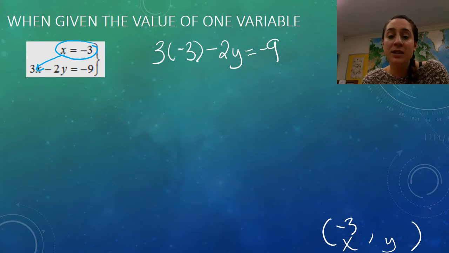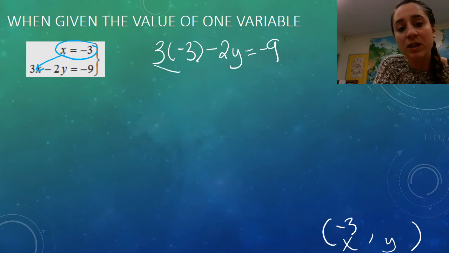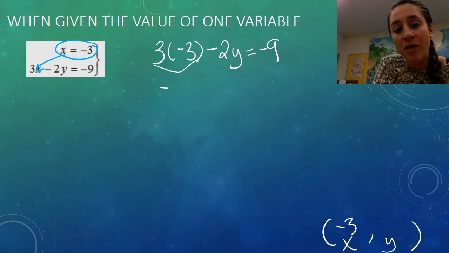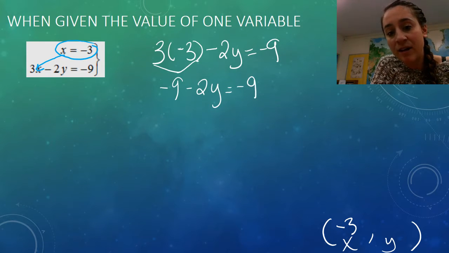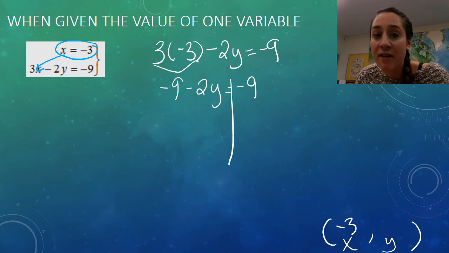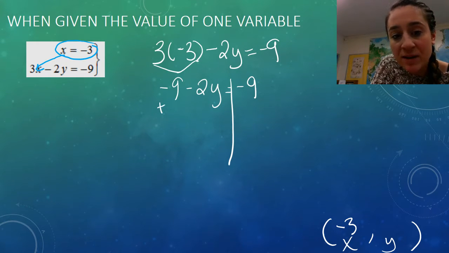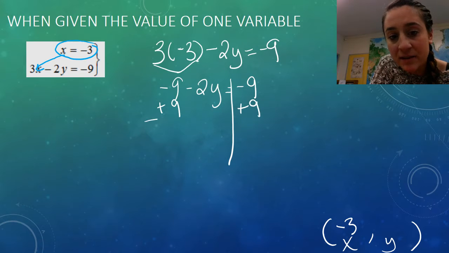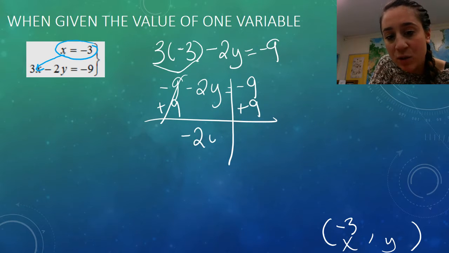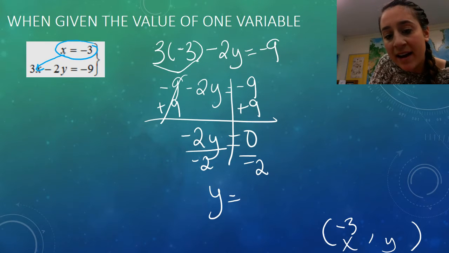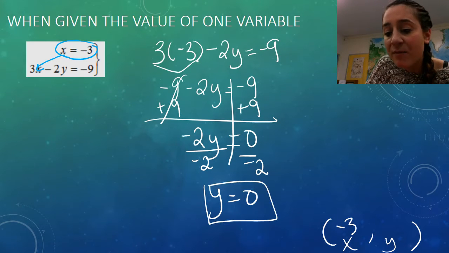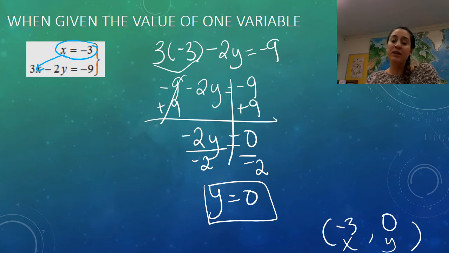Now all I'm going to do is solve for y. So what is 3 times -3? Well, that's -9 minus 2y equals -9. Now I'm just going to solve for my variable by using inverse operations. I'm going to add 9 to both sides, which leaves me with -2y equals 0. Then I'm going to divide both sides by -2, giving me y equals 0. So now I have my solution. -3, 0 is the point where these two lines intersect.